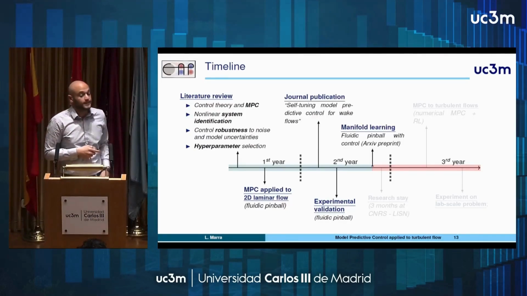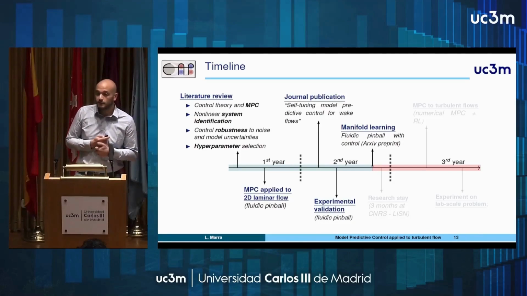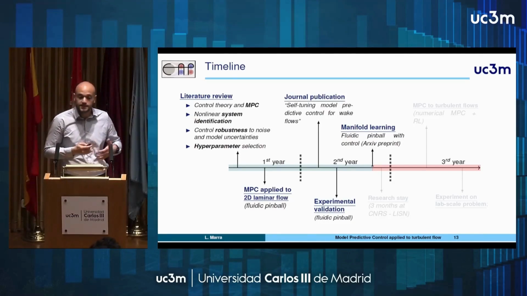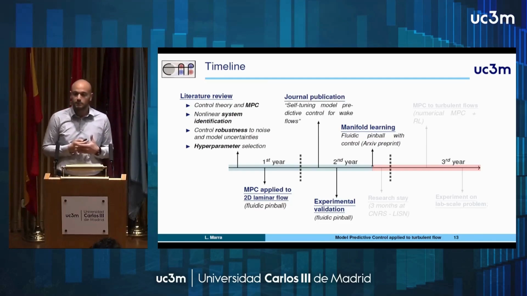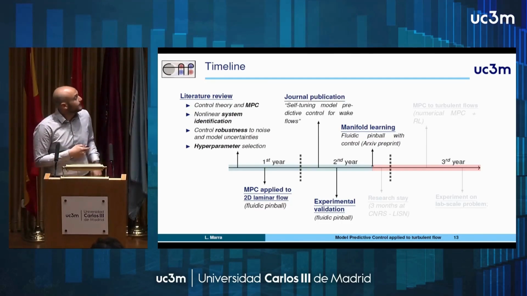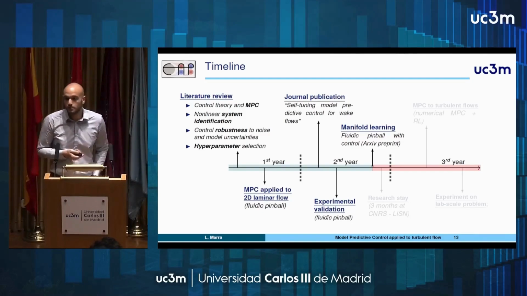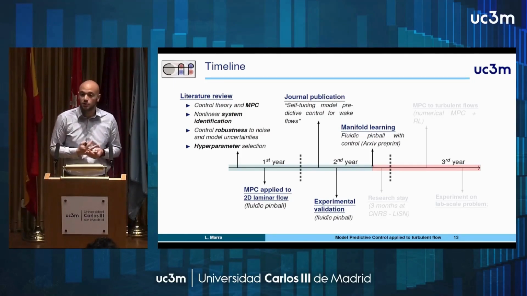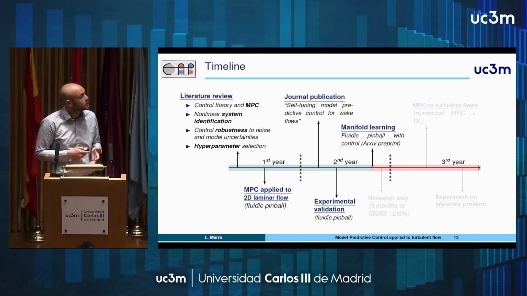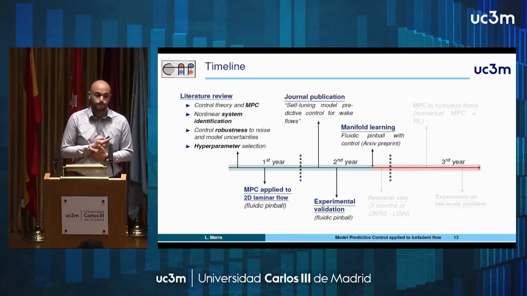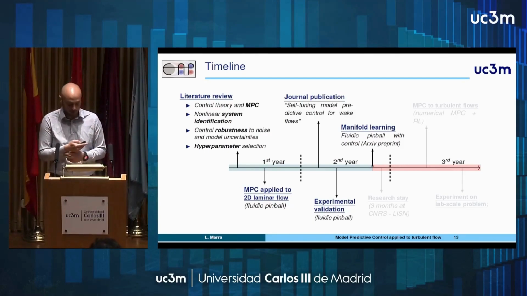After that, we continued with another activity that was mainly based on understanding and creating the model to be embedded in model predictive control. And the first activity was still on the fluid pinball, in this case, and the activity was about manifold learning. So we wanted to create a low-dimensional representation of the flows. And we did it with a technique that is called Isomap. There is an arXiv paper here. The paper is under review at the Journal of Fluid Mechanics.